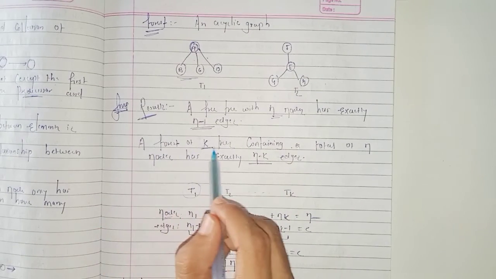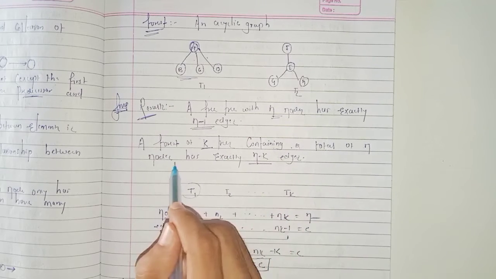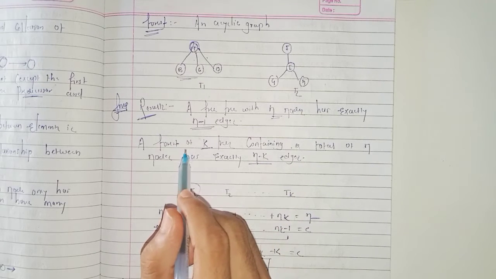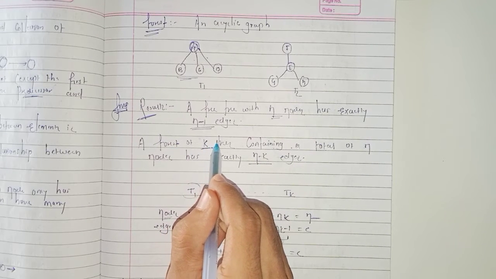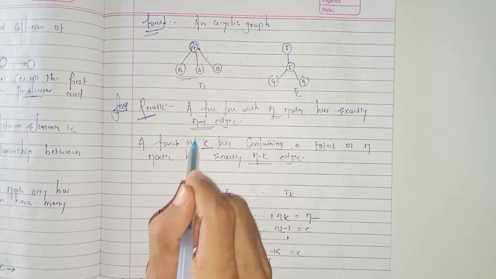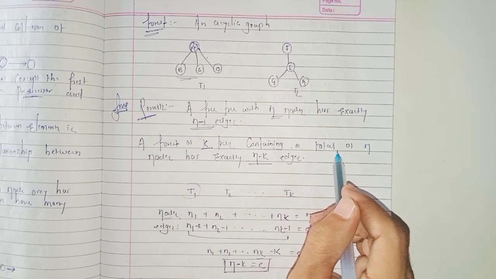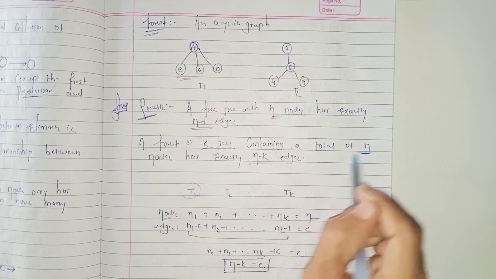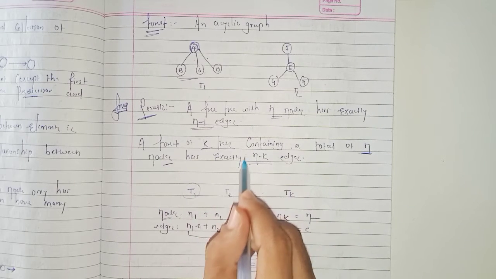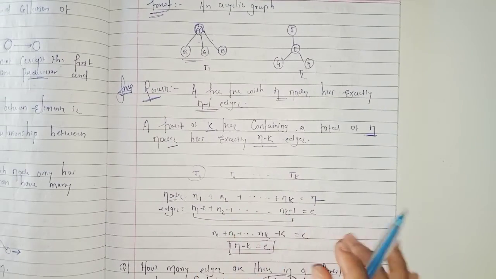A forest of k trees containing a total of n nodes has exactly n minus k edges. As I already told, a forest is nothing but a collection of trees. We are given a forest containing k trees, with a total of n nodes. Then we have to find the number of edges, which will be n minus k.